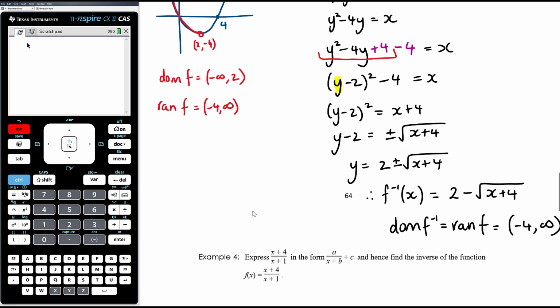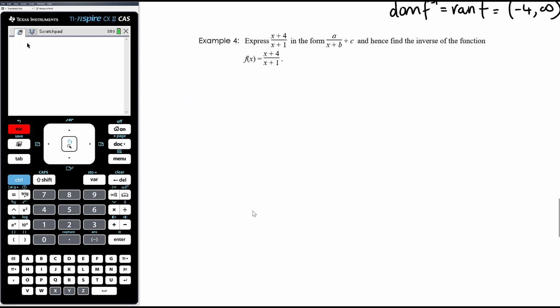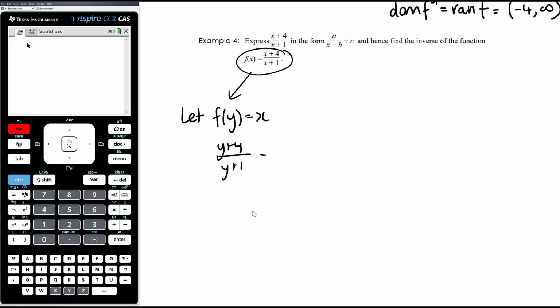Okay, example 4, the final example here. Express x plus 4 over x plus 1 in the form a over x plus b plus c, and hence find the inverse of the function f of x equals x plus 4 over x plus 1. So before we get started on what it's actually asking, let's just be clear that if we wanted to find the inverse of that, we would be letting f of y equals x, and we'd get y plus 4 over y plus 1 equals x.